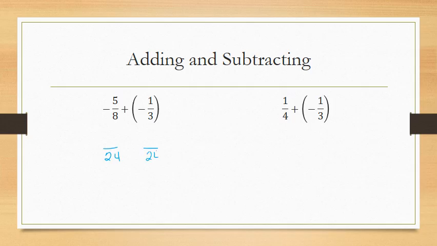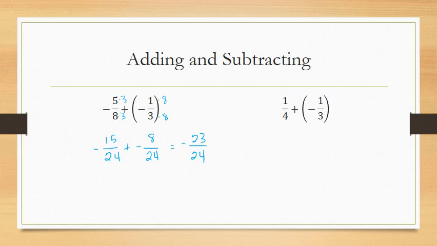How do I get 8 to be 24? Well, I multiply by 3. Whatever you do on bottom, you have to do on top. How do I make that 3 a 24? I multiply by 8. 5 times 3 is 15. Yes, my number is still negative. 1 times 8 is 8. Yes, my number is still negative. Well, same signs, add them up, so I get negative 23 over 24.